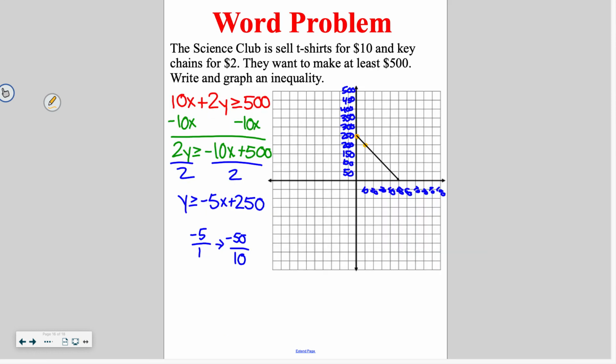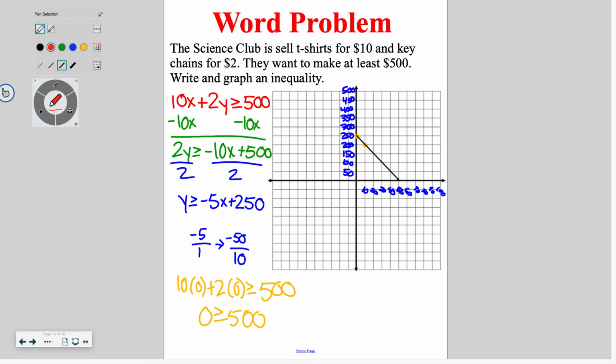Now I still need to finish graphing by deciding if a point works or not. So I'm going to plug in 0, 0, because that is something that could be included. So I'm going to say 10 times 0 plus 2 times 0 is greater than or equal to 500. 0 is greater than or equal to 500 is not a true statement. So that means that all of these points above the line are something that could work.